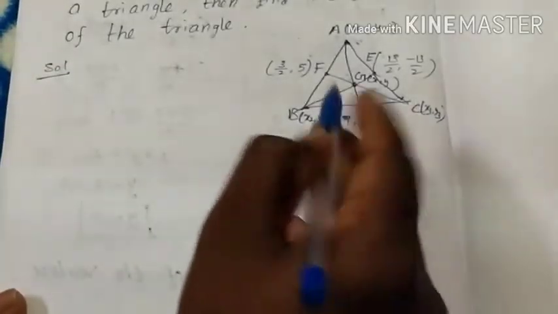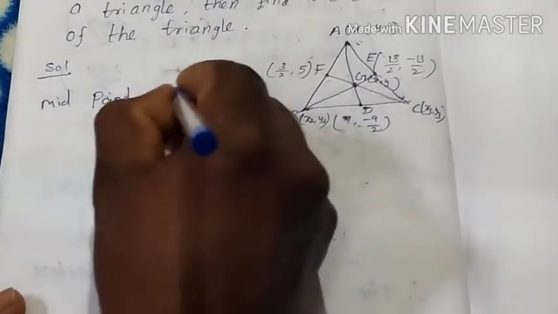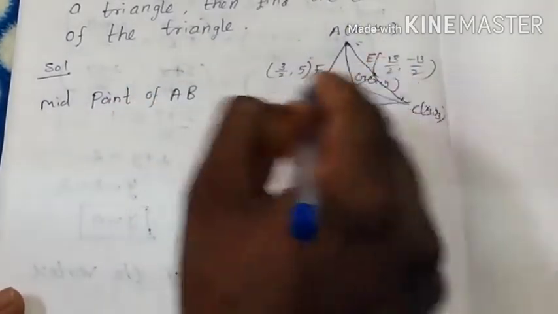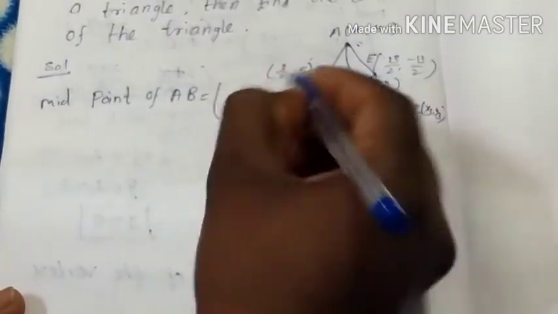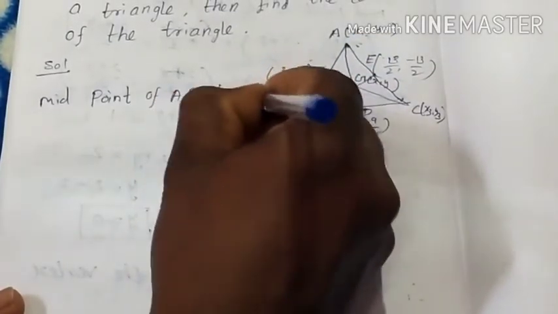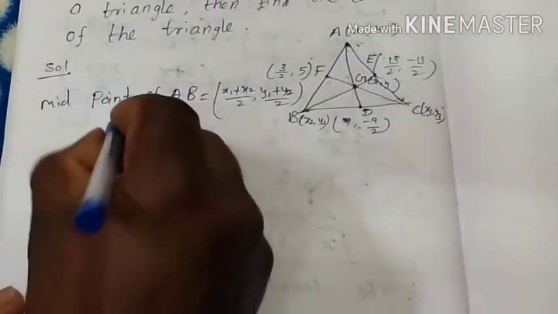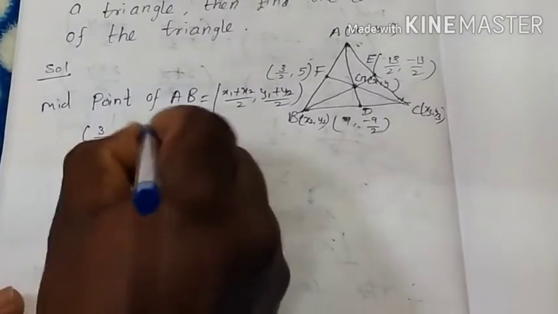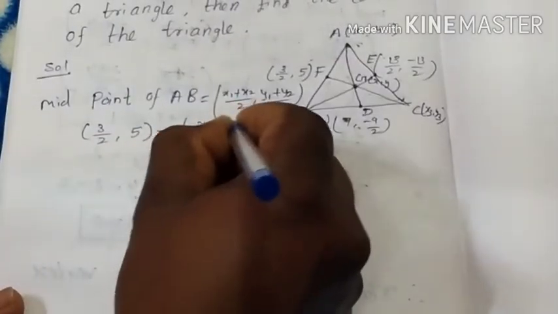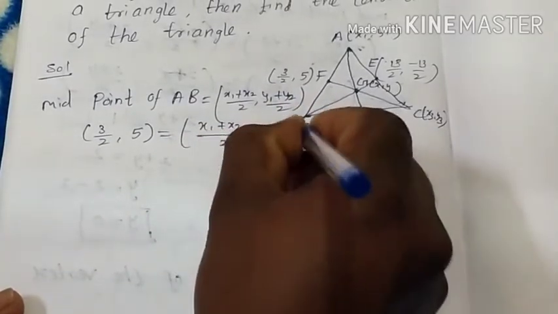First, the midpoint of AB equals ((x1 + x2)/2, (y1 + y2)/2). The midpoint of AB is (3/2, 5), which is equal to ((x1 + x2)/2, (y1 + y2)/2).